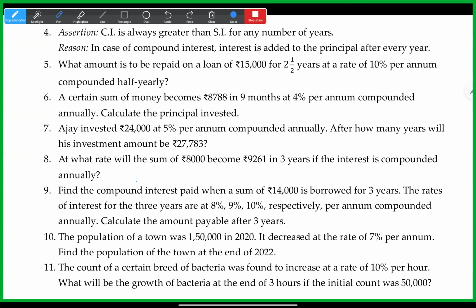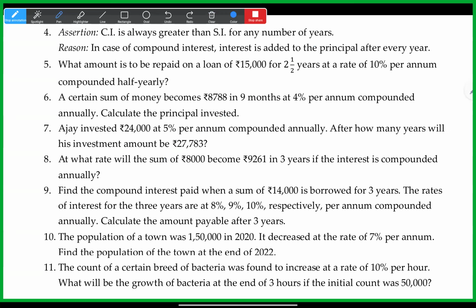Whereas in simple interest, they'll always calculate the interest on the same original principal, the starting principal. Because of that reason, here CI is always greater than SI for any number of years. So in case of compound interest, interest is added to the principal after every year. That is the reason why CI is always greater than SI for any number of years. So both A and R are true and R is the correct explanation of it.